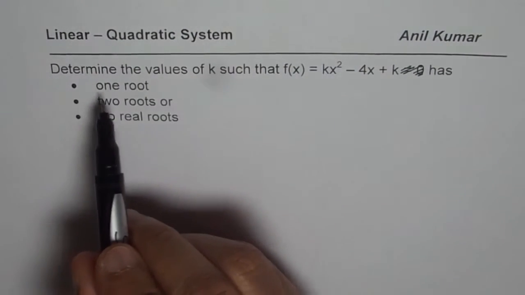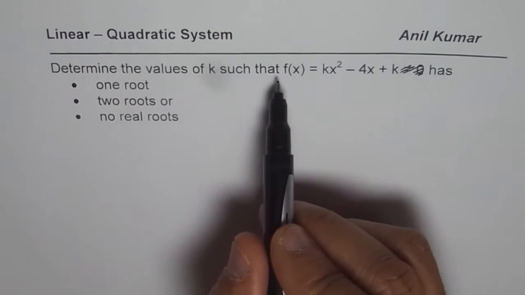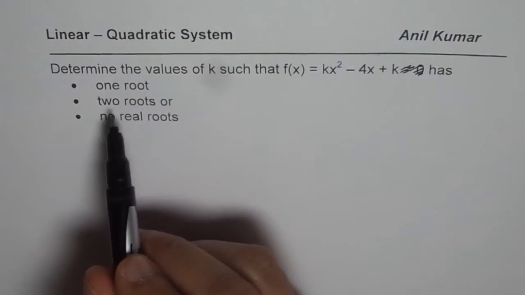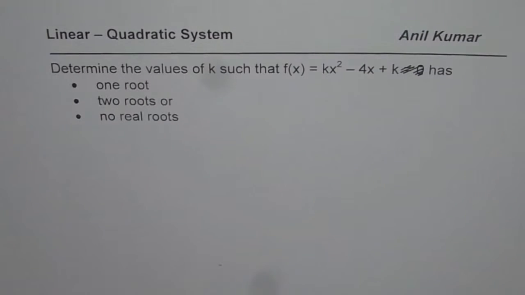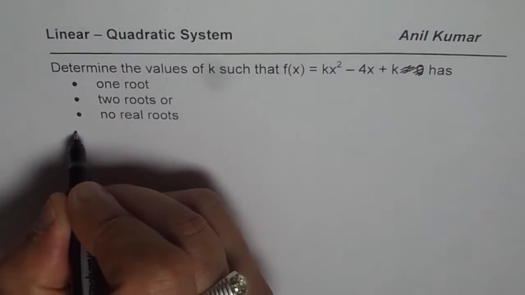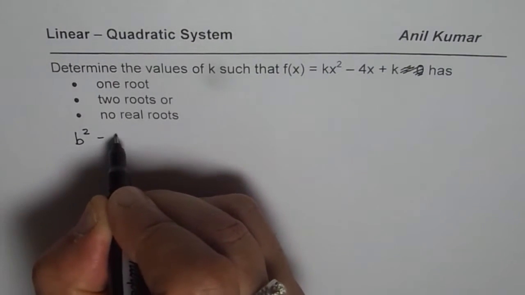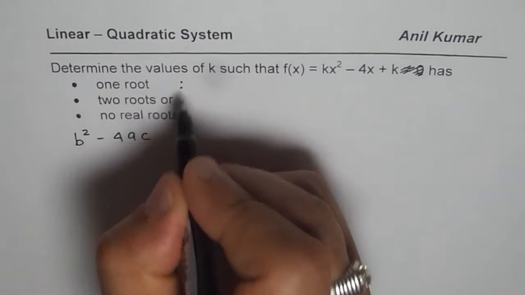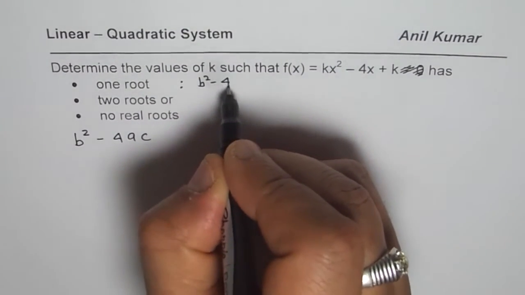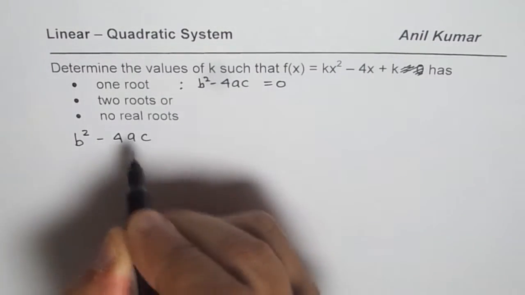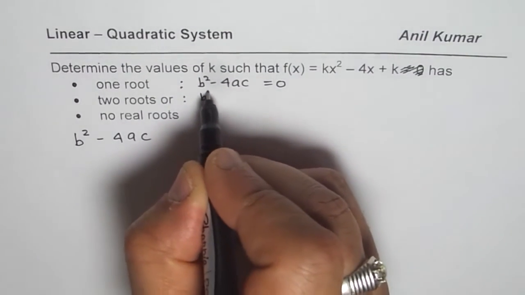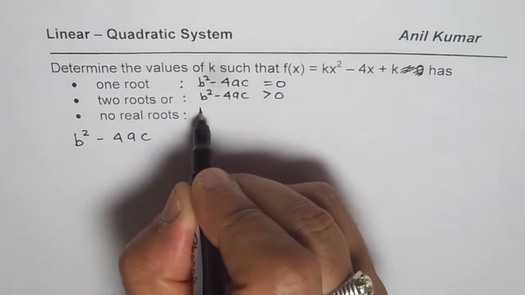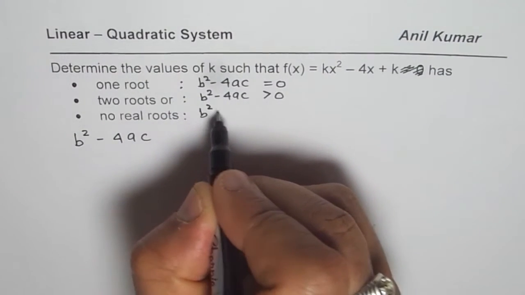The question here is, determine the values of k such that f of x equals kx square minus 4x plus k has one root, two roots, or no real roots. To answer this question, we are going to analyze our discriminant, b square minus 4ac, correct? Now for one root, what is the condition? For one root, b square minus 4ac should be equal to 0. For two roots, it has to be positive, so b square minus 4ac should be greater than 0. And for no real roots, it has to be negative.